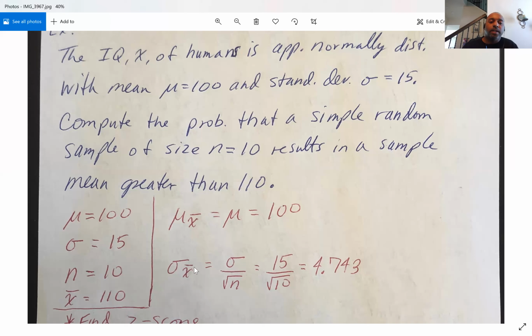All right. Then to calculate the standard deviation of your sampling distribution, you take your population standard deviation, take the square root of your sample size. So that's 15 over the square root of 10, 4.743. So before we go any further, is everybody okay with the given information and then how we establish the mean and the standard deviation of our sampling distribution?